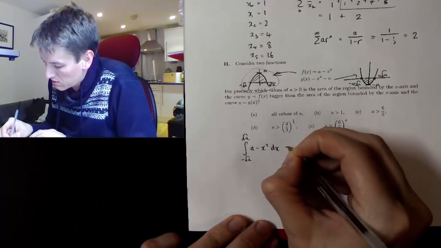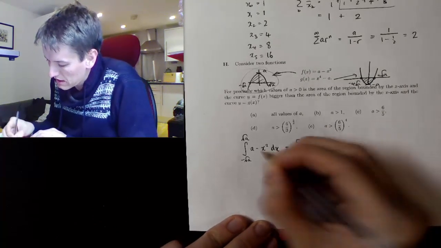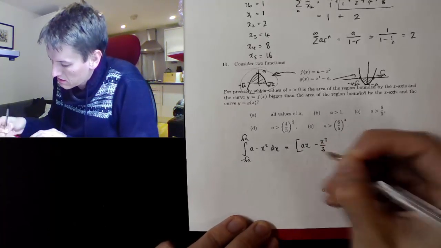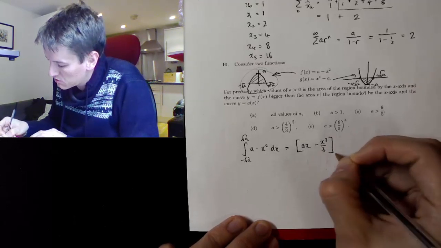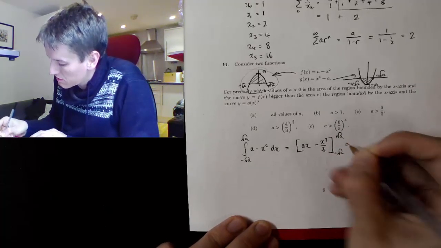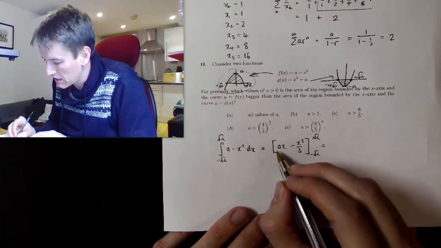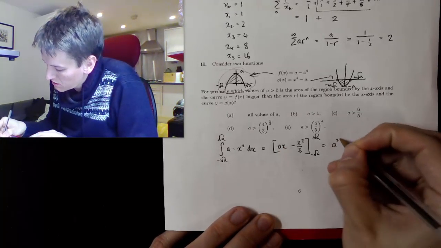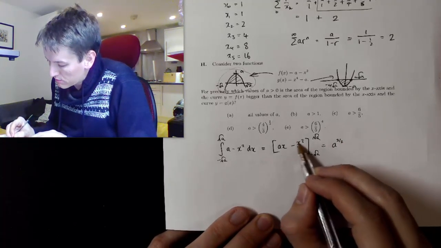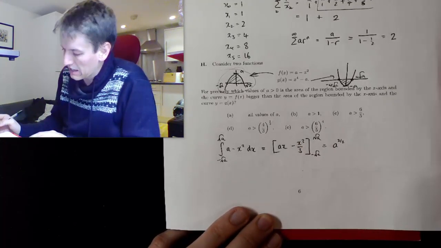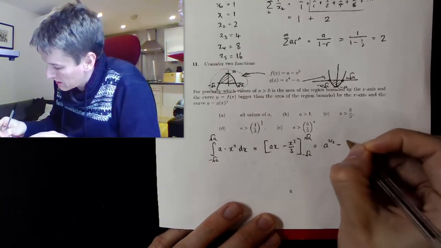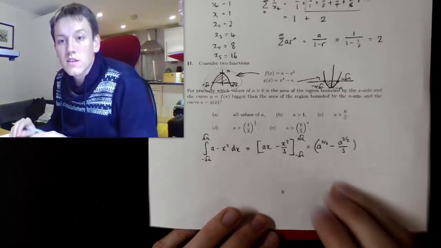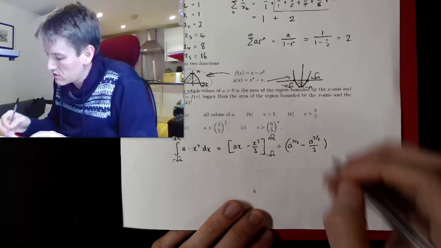And so if I just integrate that, a is a constant, so we have a times x minus x cubed over 3, and we do that between minus root a and plus root a. So substituting in here, now a times root a, that's a to the 3 over 2. And also the root a cubed is also a to the 3 over 2. So that's quite nice. We get minus a to the 3 over 2 over 3 here. Just a little bit of work with indices to fill in there if you need to.